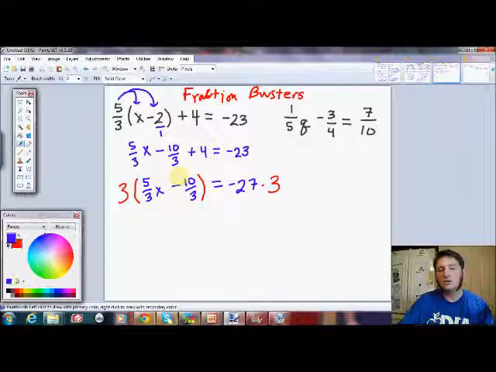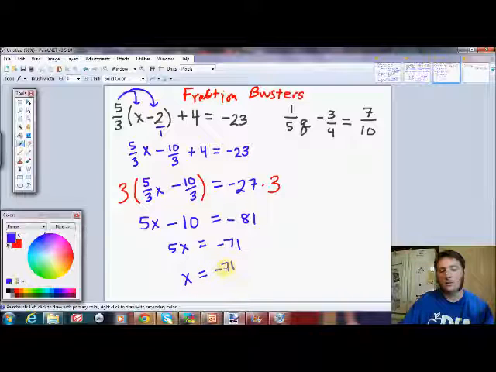Anyway, when you distribute this 3, we picked 3 for a reason. You distribute this 3, it's going to cancel both of these 3's. You'll just be left with 5x minus 10. And then you need to multiply the -27 by 3 as well. Well, 3 times 20 is 60, and 3 times 7 is 21. So 60 and 21 makes 81. Add 10 on both sides to get -71 divided by 5.